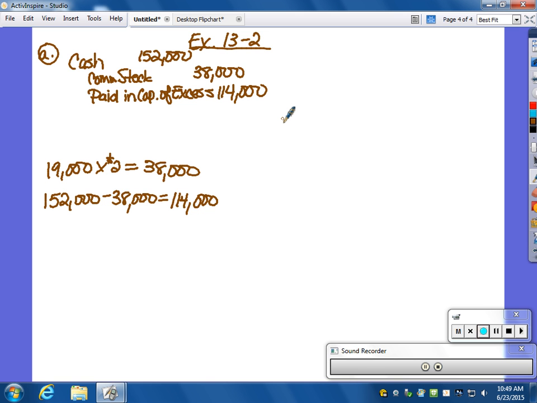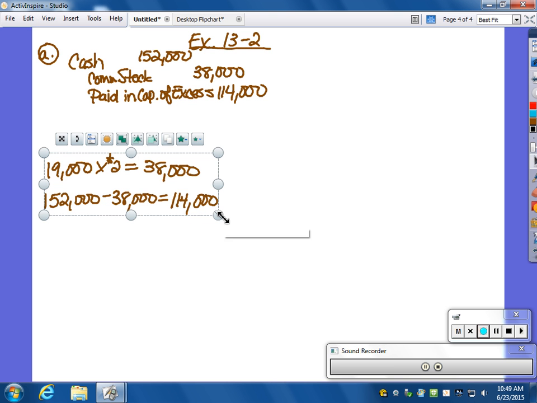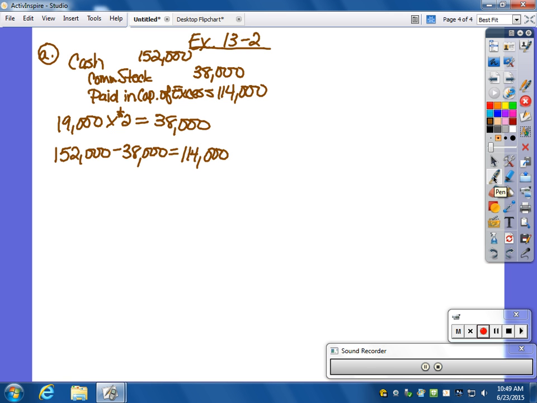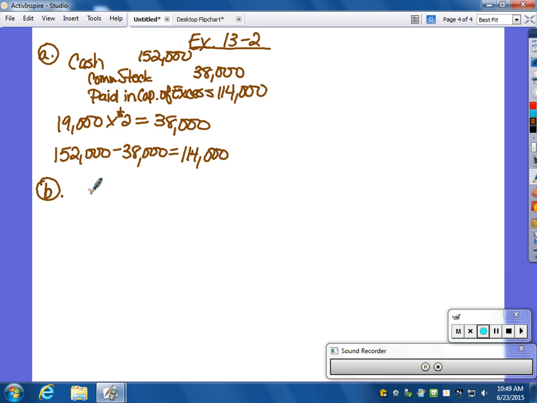Second one, the stock has neither par nor stated value. What happens when it has neither par nor stated value? It's the same, right? We just don't put in any excess. At this point, it's no par or stated value, so that means you have to sell it for what it's worth. Well, they gave you the total amount, right? So what do I debit? What do I credit? Debit cash and credit common stock. What's the amount? $152,000.